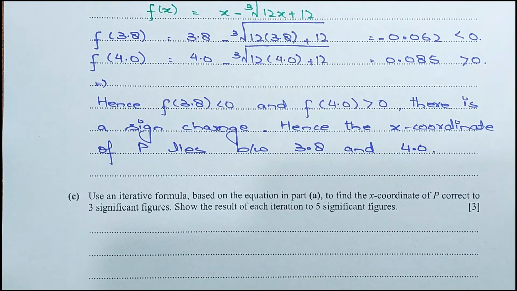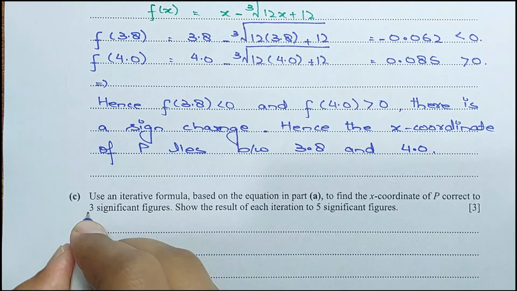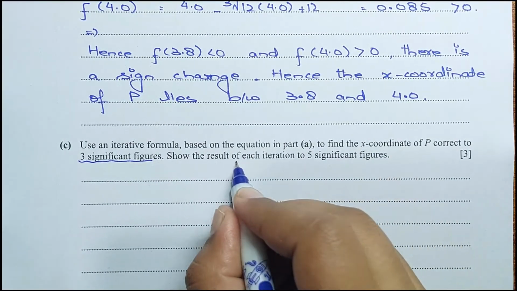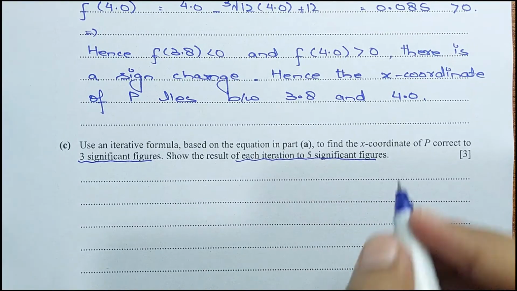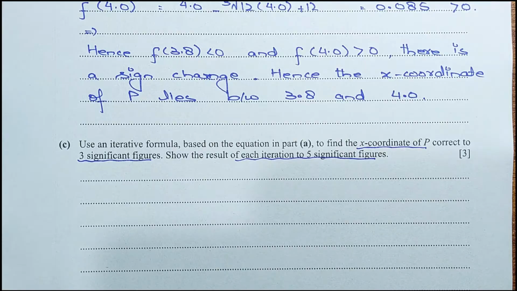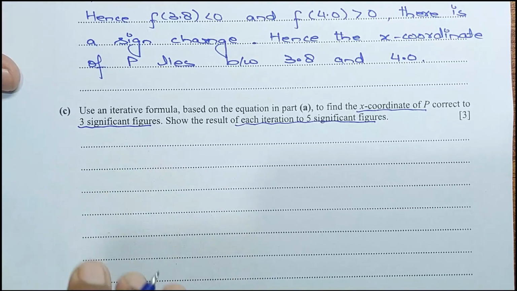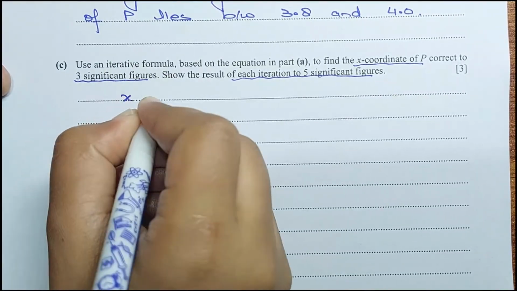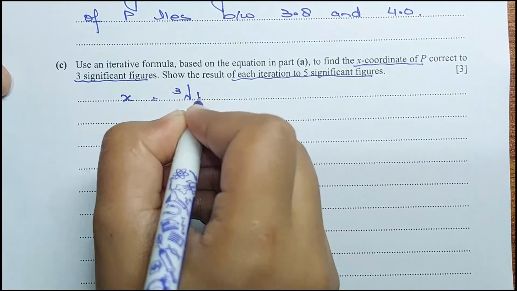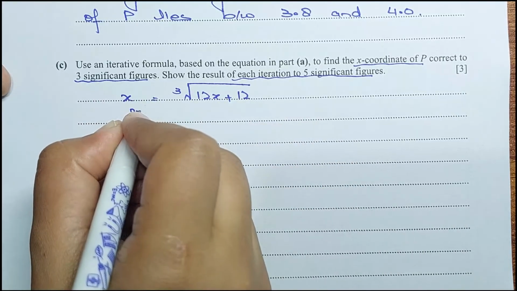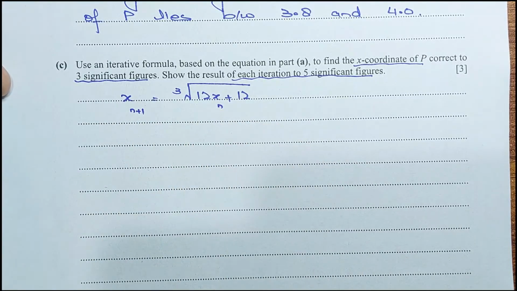Now for part C, use an iterative formula based on the equation in part A to find the x coordinate of P correct to 3 significant figures. Show the result of each iteration to 5 significant figures. The result of each iteration should be 5 significant figures and the x coordinate 3 significant figures. Let's make an iterative formula. The x coordinate of P from part A is x equals the cube root of 12x plus 12. To make an iterative formula, the subscript is n plus 1 on this side and n on this side.